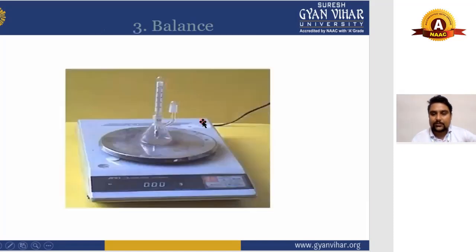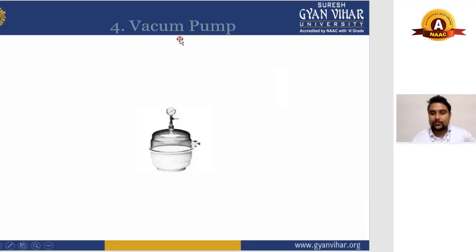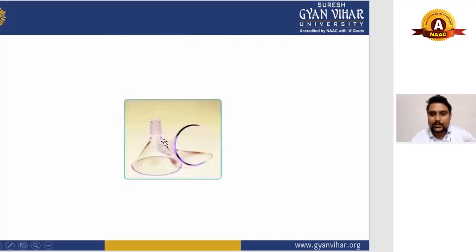Then there is the weighing machine, which we also call a balance. It is used for taking the weight of all the materials. First we take the weight of soil, after that we take the weight of water, and we also take the weight of the empty flask or empty pycnometer. This is your vacuum pump, which is also used in the determination of specific gravity. And this is your flask. As you can see in the image, the capacity of this flask is 500 ml.